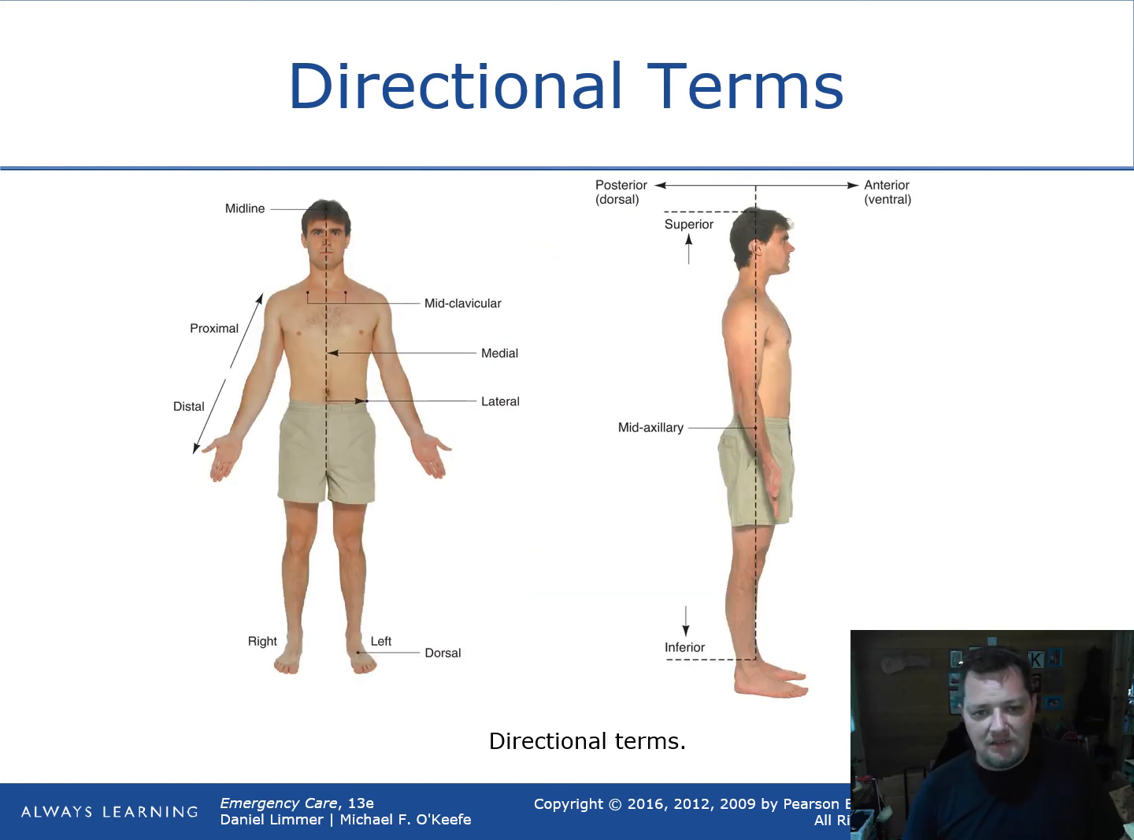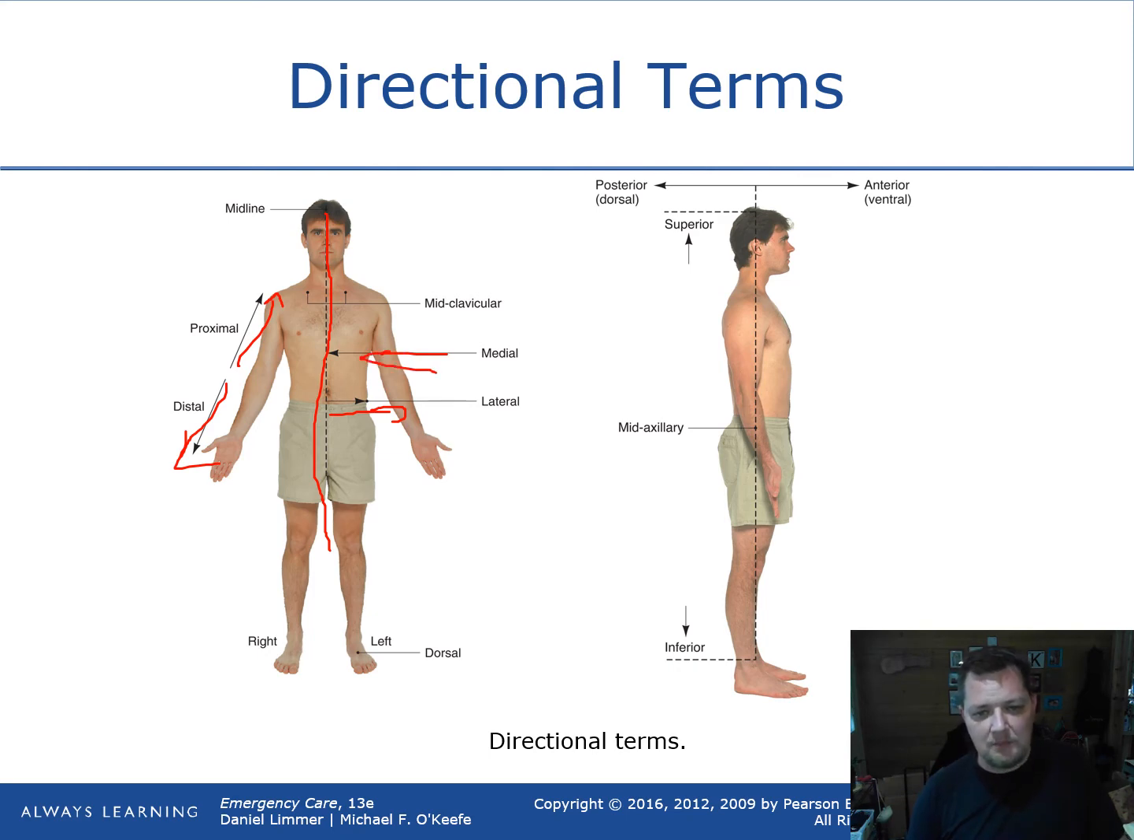So again, this is midline right here. Midline goes straight down the body. Proximal goes closer to the torso. Distal goes away from the torso. Lateral goes away from the midline. Medial goes towards the midline.